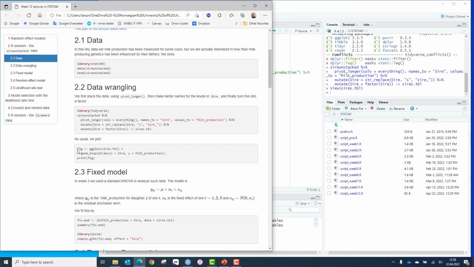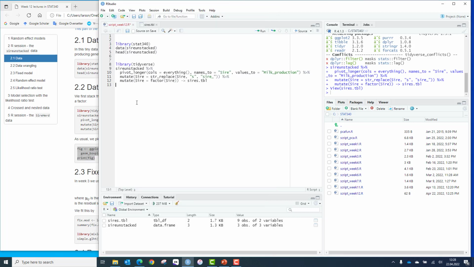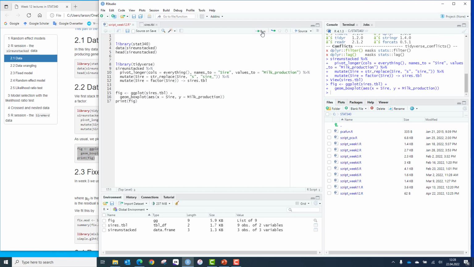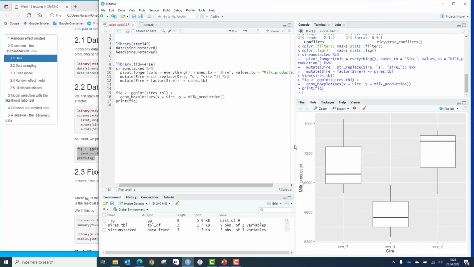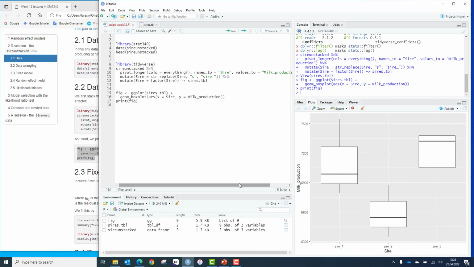And of course we want to plot. We should always plot our data. That's something you should never skip. And since it's factors here, a box plot is often a good choice. Not always though, so try to experiment. But a box plot is often a good one.